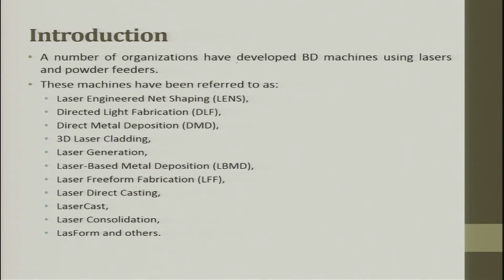There are a number of organizations that develop BD machines using laser and powder feeder. So, the machines can be referred to as LENS, direct light fabrication, direct metal deposition, 3D cladding, laser generation, laser based metal deposition, laser freeform fabrication, laser direct casting, laser cast, laser consolidation, LASERFORM and others. So, these are some of the machines and the techniques which are available today under the category of beam delivery system.